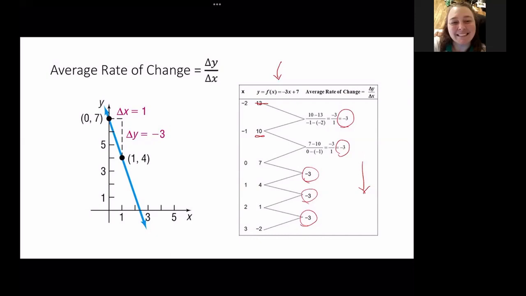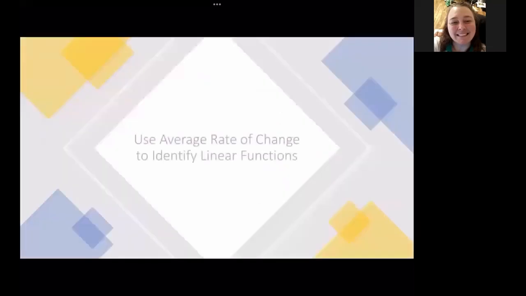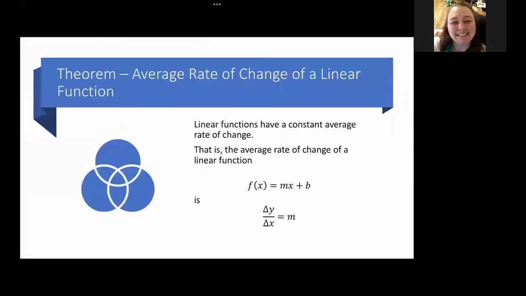Okay, so now let's use that little bit of information that we just had to figure out whether a function is linear or not. So if we look at what we just said, linear functions have a constant average rate of change, so their slope is a constant number. So the average rate of change for any function f of x equals mx plus b is going to be m, which is going to be the slope, which is delta y over delta x. That's the slope. Okay, that's your rate of change.